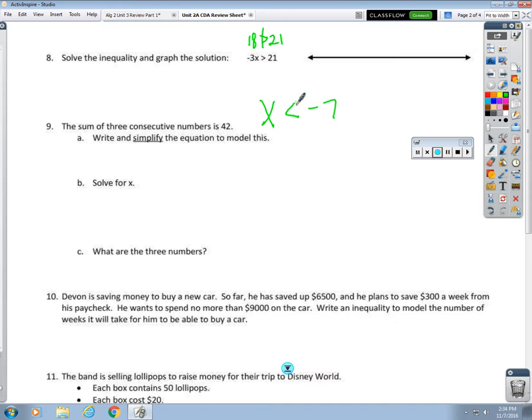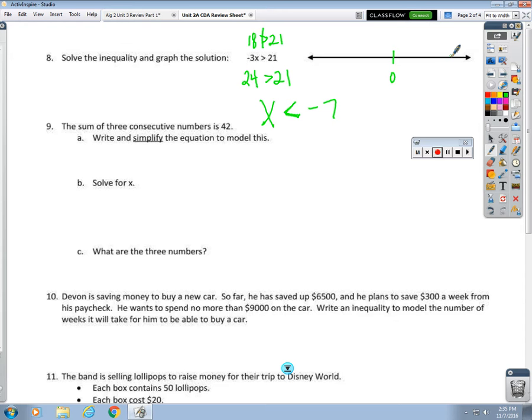Now pick a number that's actually less than negative 7. Okay, if I plug in negative 8, what's negative 3 times negative 8? Positive 24. Is that a true statement? Yes. So numbers that are less than negative 7, like negative 8, negative 9, negative 10, and so on, are the solutions to this. They would make true statements. That's why it's so important to flip that sign, because we divided by negative 3.